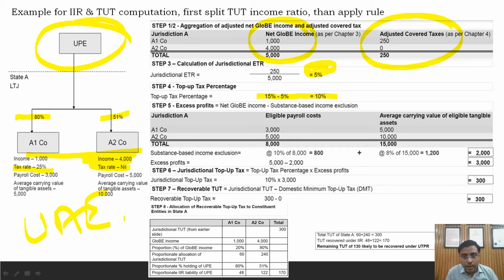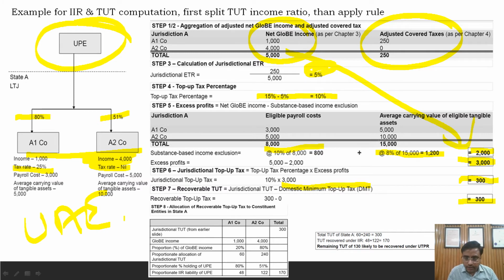So top up tax is applied on the excess profit. We need to compute the substance based income exclusion. In this scenario, our 10% of payroll cost and 8% of assets come to 2,000. So my 5,000 reduced by 2,000 gives an excess profit of 3,000. So my top up tax is 300, 10% of 3,000, that needs to be levied in this low tax jurisdiction. In this low tax jurisdiction, the domestic minimum top up tax is 0. So my recoverable top up tax is 300.